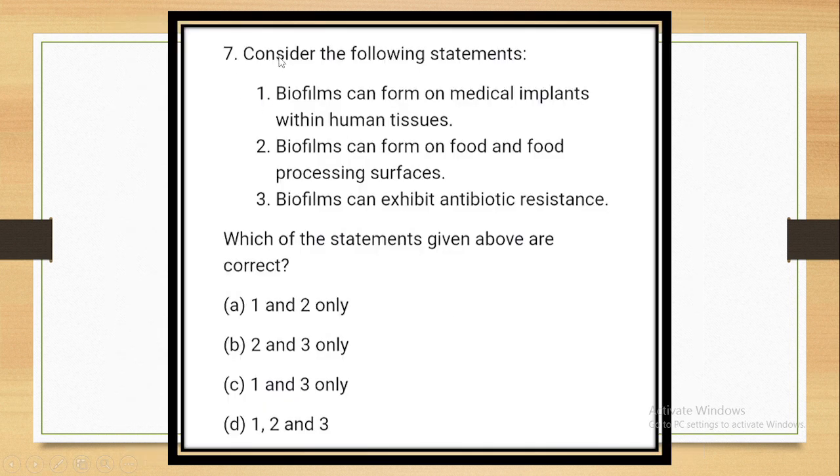Next question is this. Consider the following statements. The first statement is this. Biofilms can form on medical implants within human tissues. This statement is correct. Second statement is this. Biofilms can form on food and food processing surfaces. This statement is also correct. Third statement is this. Biofilms can exhibit antibiotic resistance. Third statement is also correct. So answer of this question is option D, 1, 2 and 3.